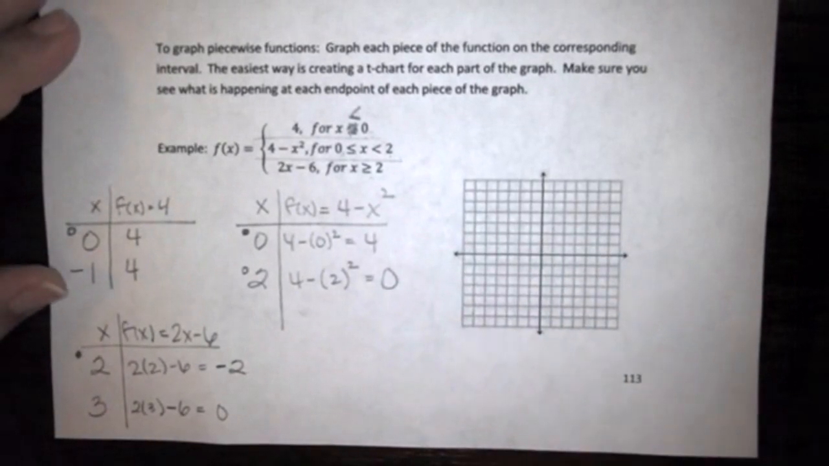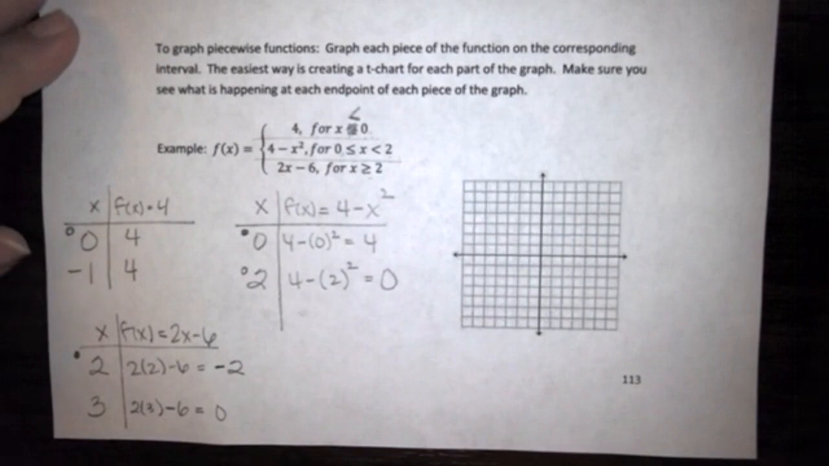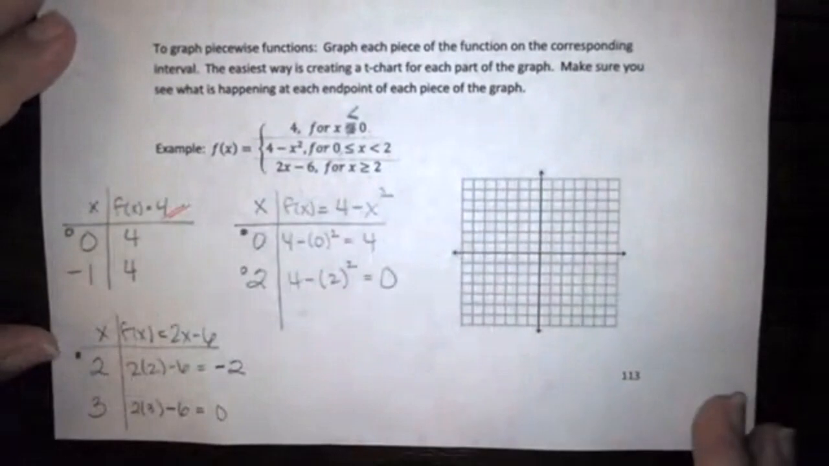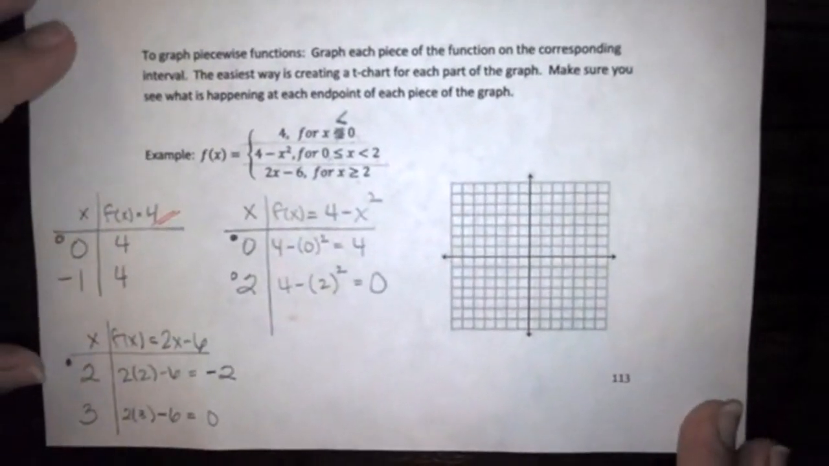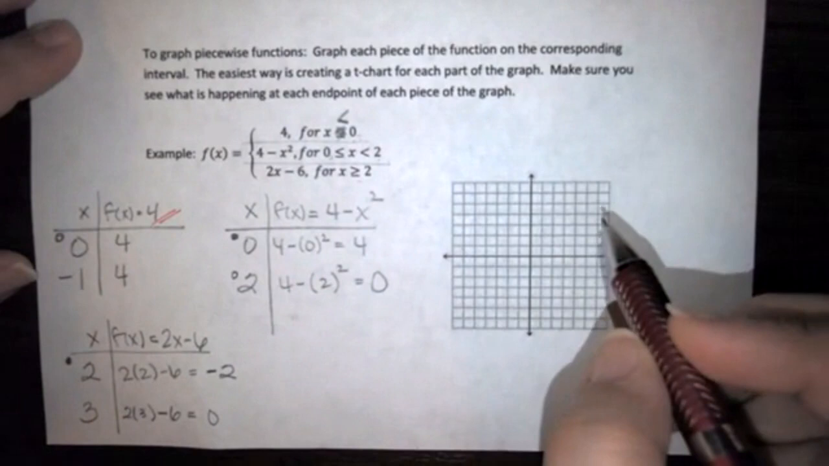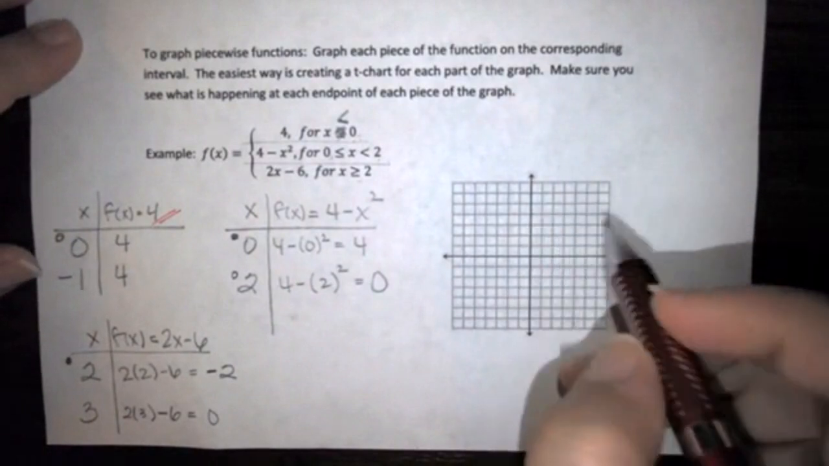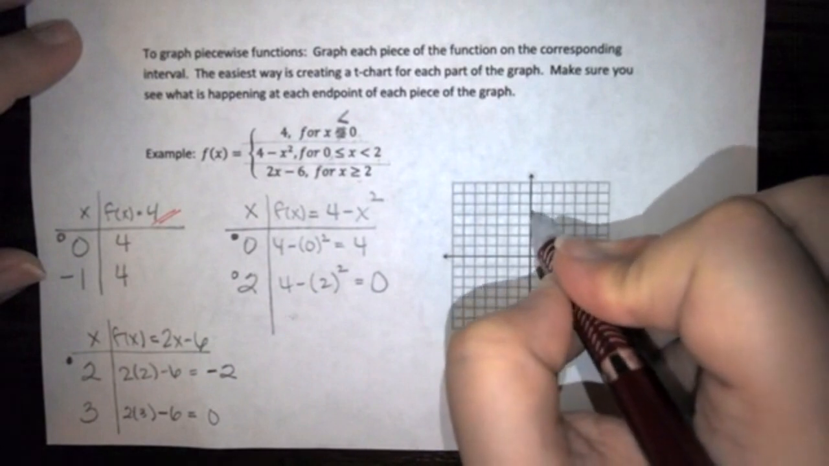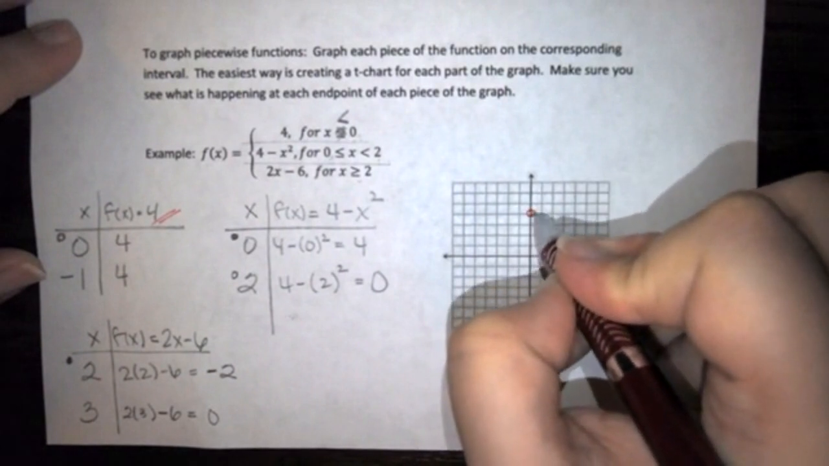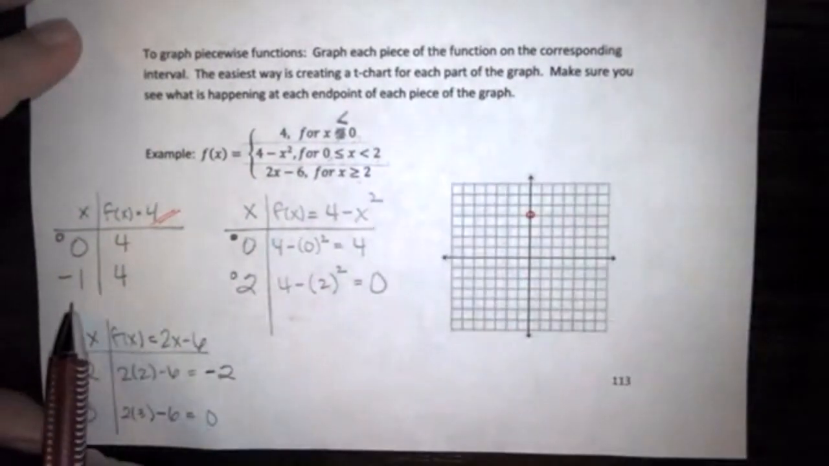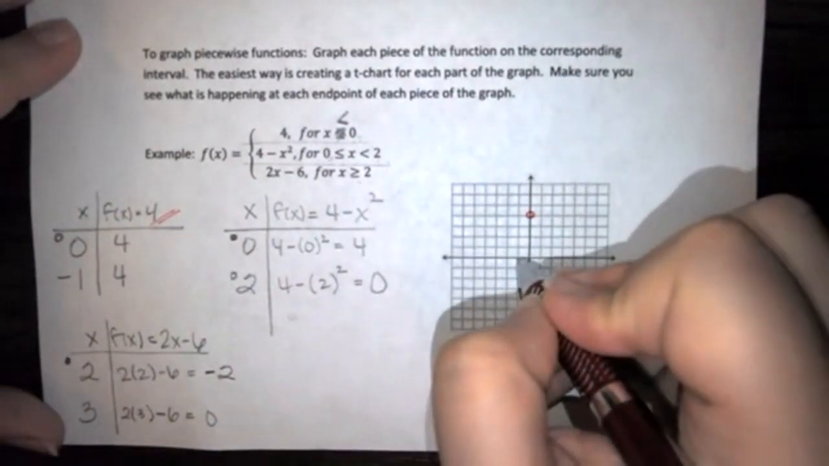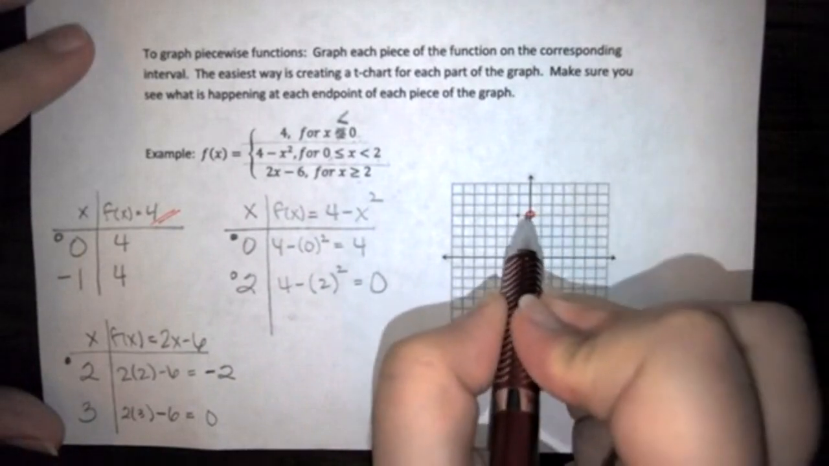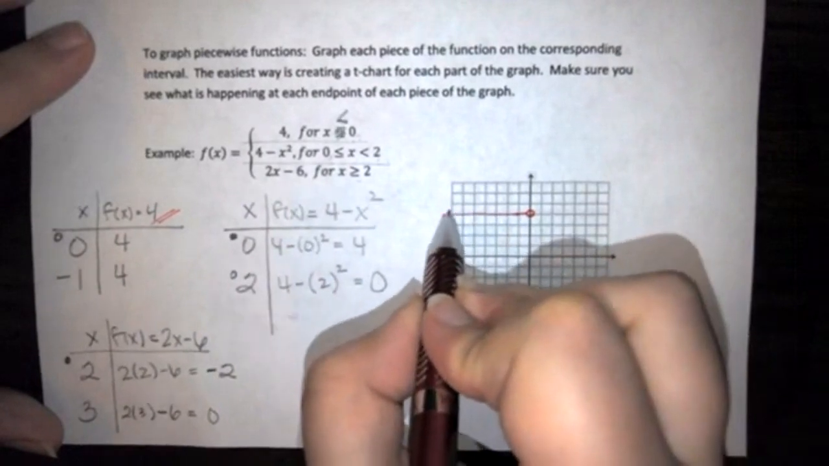So let's start looking at some of these graphing points. First and foremost, we're going to graph our constant. We have 0, 4: 0, 1, 2, 3, 4. And it is an open circle. Then we have -1, 4: -1, 1, 2, 3, 4. So here's our next point, and we are coming in this direction.